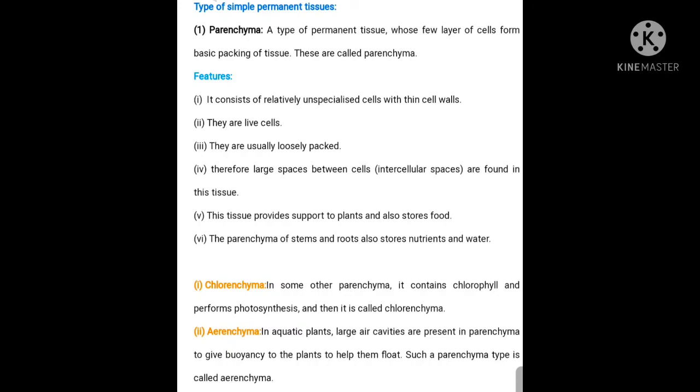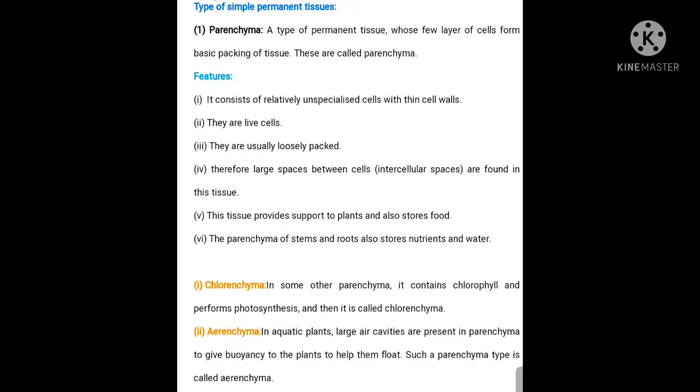Now the features of this: it consists of relatively unspecialized cells with thin cell wall. They are live cells. They are usually loosely packed, therefore large spaces between cells, that is intercellular spaces, are found in these tissues. This tissue provides support to the plants and also stores food.